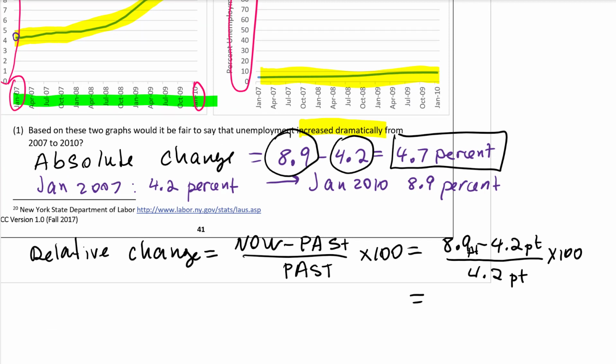So 8.9 minus 4.2 we already did. It's 4.7 percentage points divided by 4.2. Notice that the numerator is bigger than the denominator. So when we actually do the calculation, we expect the change to be more than 100%. So let's check this out. We get times 100, so we get 111.9%.